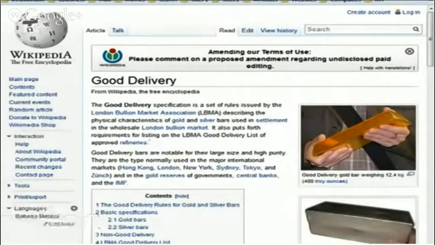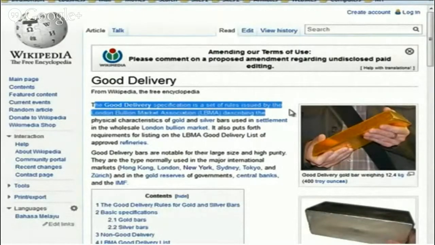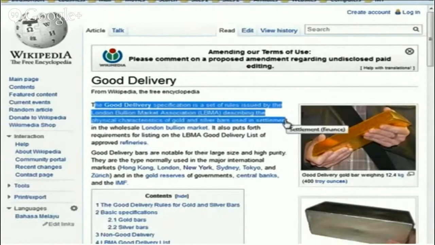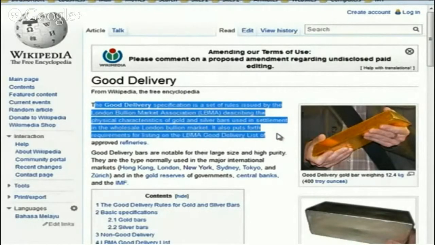The next thing to have a look at is what's this LBMA and good delivery specification that keeps coming up often. And I went back to Wikipedia for this. The good delivery specification is a set of rules issued by the London Bullion Market Association describing the physical characteristics of gold and silver bars and used for settlement in the wholesale London bullion market.